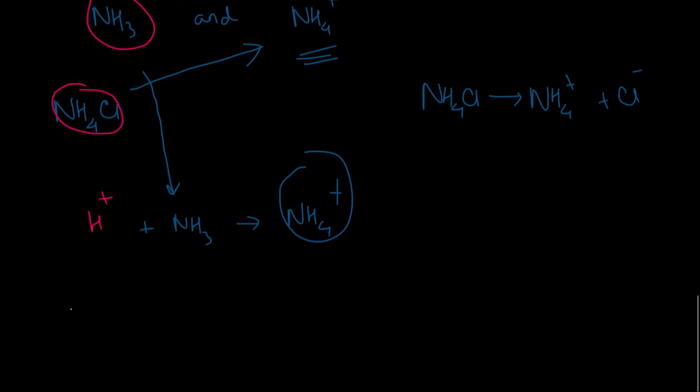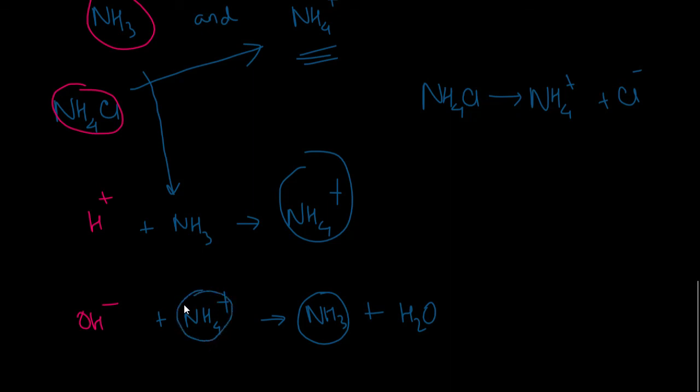So what happens when you add OH minus ions? So when you add OH minus ions, the ammonium ions come into play and they form ammonia and water. So again, the amount of ammonia you have produced is negligible and the amount of ammonium ion you have used is also negligible. So that's why there is no change in pH. That's how buffers work.